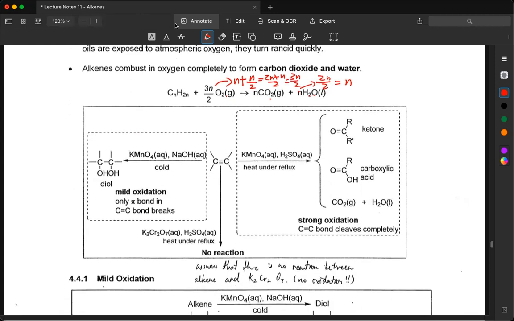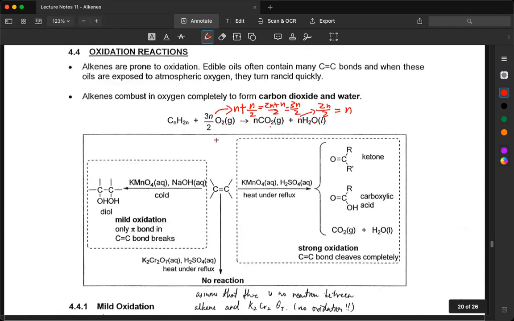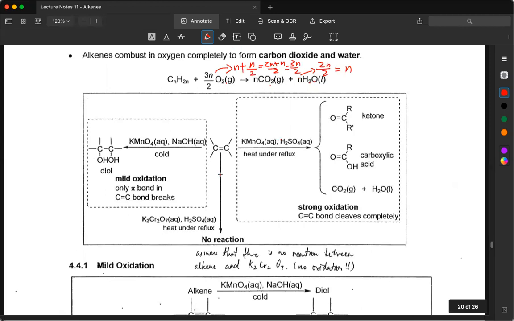But the most important part is this. When we have the alkenes reacting with KMnO4, which is an oxidizing agent you are familiar with, in alkaline condition, there is mild oxidation only. So only the pi bond is broken. You form a diol. However, using acidified potassium manganate(VII) and you heat under reflux, that is going to be more extreme. There will be strong oxidation where you cleave the double bond totally. And as a result, it actually forms a ketone, as well as maybe a carboxylic acid and carbon dioxide and water. So it can be all this.